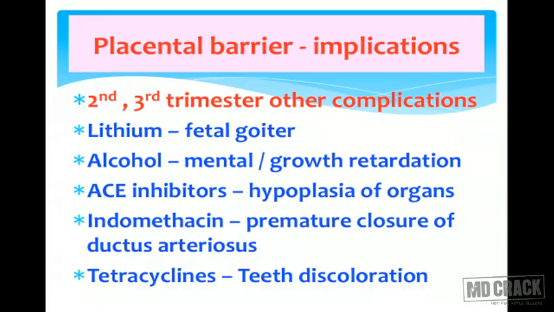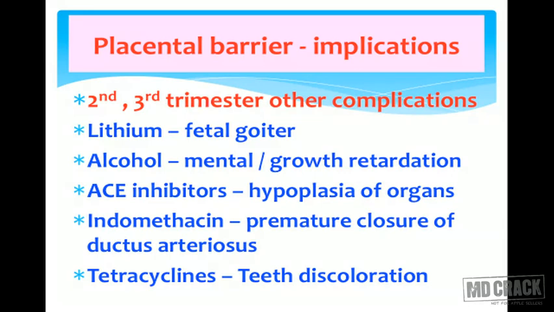There are some more very important drugs which are going to be asked during your multiple choice questions, to identify what abnormality the drug is producing. We are going to see all these drugs when we go to the details of that particular system, but here, as implications of the placental barrier, we need to remember lithium, which produces thyroid dysfunction, so there could be fetal goiter. Then alcohol, most important, one of the single causes of mental retardation and growth retardation in the fetus.